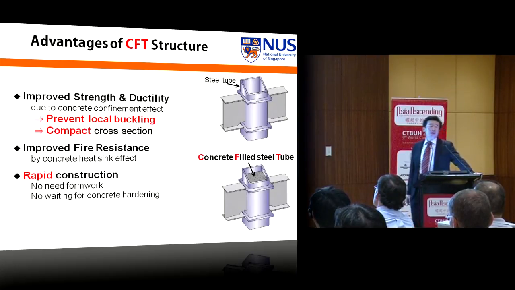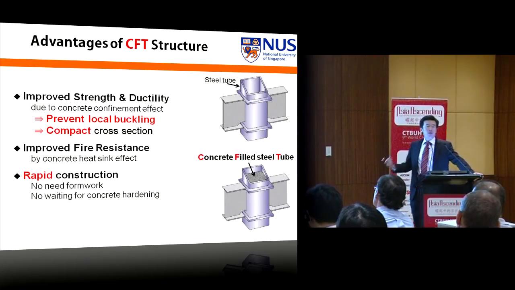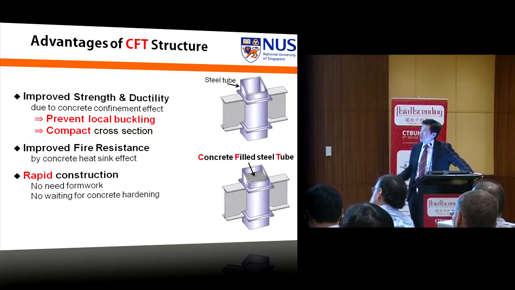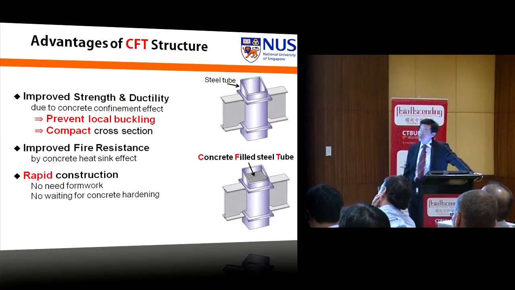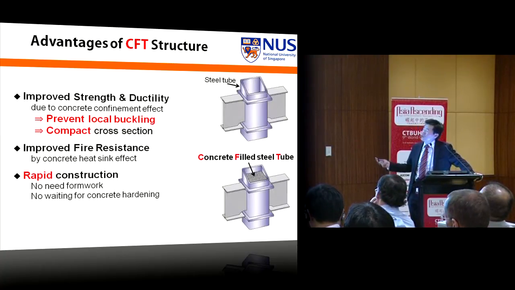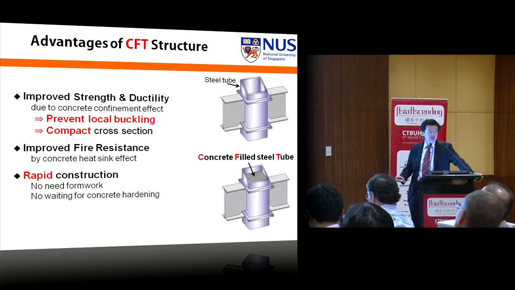Of course, I'll show you in the program a series of experiments under compression, bending, and fire-resistance tests that we have carried out. We show you that there's improved fire resistance because of the concrete heat sink effect. When you heat the external steel tubes in a fire situation, the temperature rises very rapidly. The concrete will have to absorb the heat and therefore lower the surface steel temperatures.